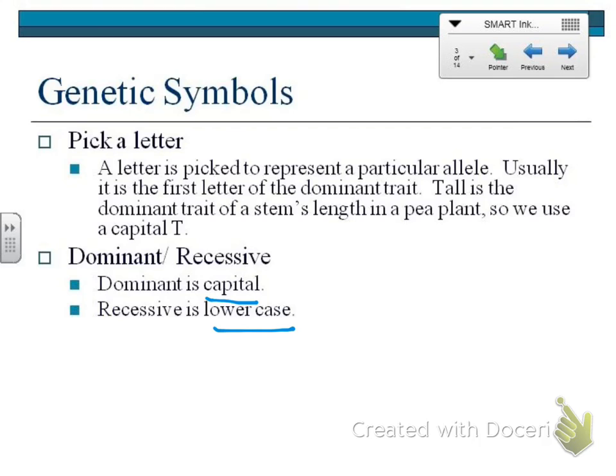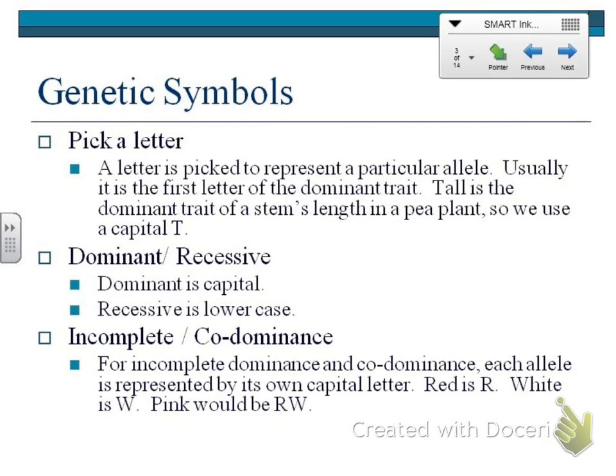Now, we talked about some exceptions to the rule yesterday: incomplete dominance or codominance. When we have that, we use both letters. Anytime you have a Punnett square that has incomplete dominance or codominance, I'll always tell you that. You'll have very few like this. In this case with our red flower and our white flower, red is capital R, white is capital W, and then pink would be capital R and capital W. But that's an exception to the rule. That'll happen very rarely, at least at the 7th grade level.